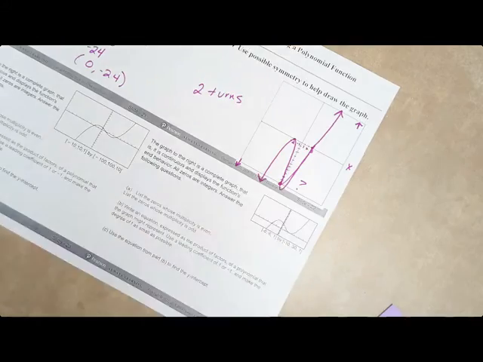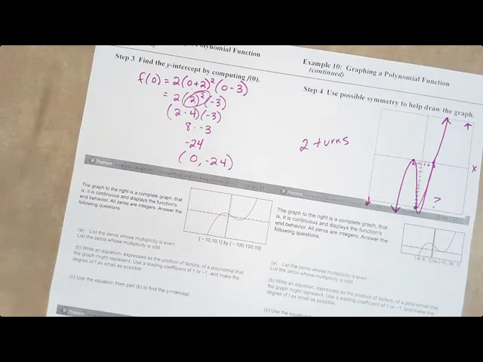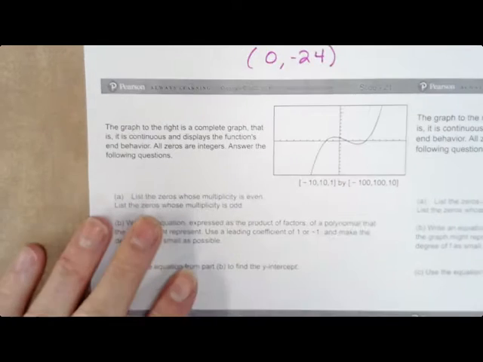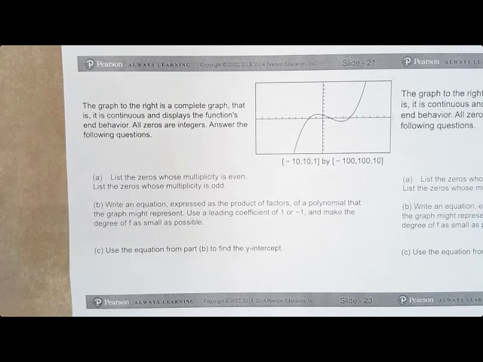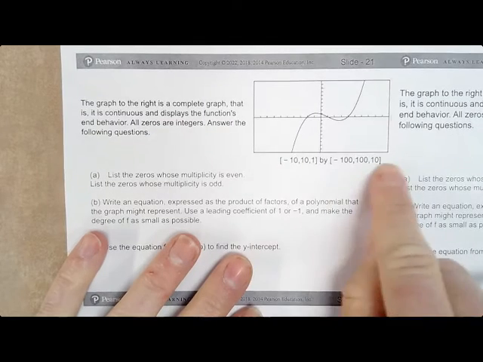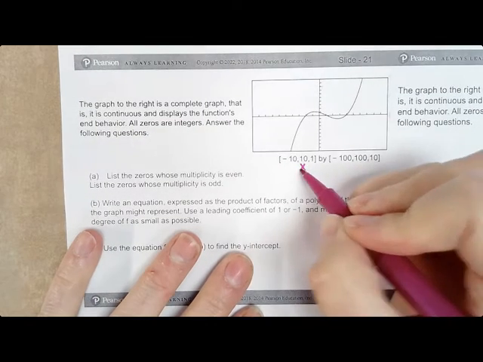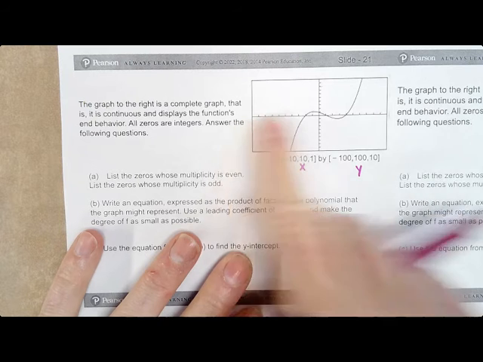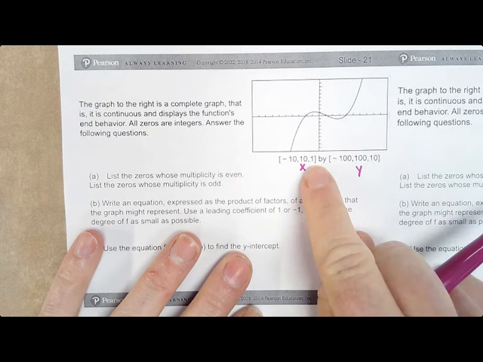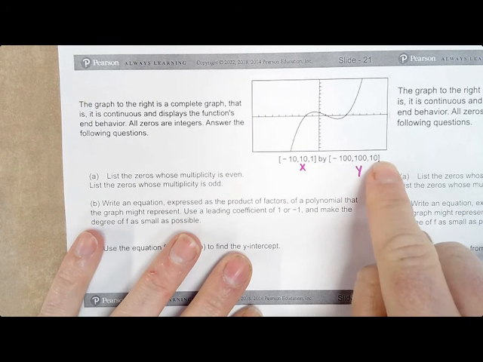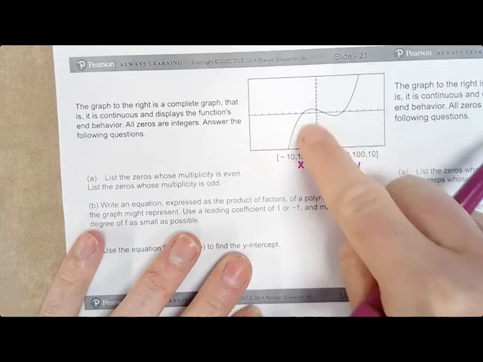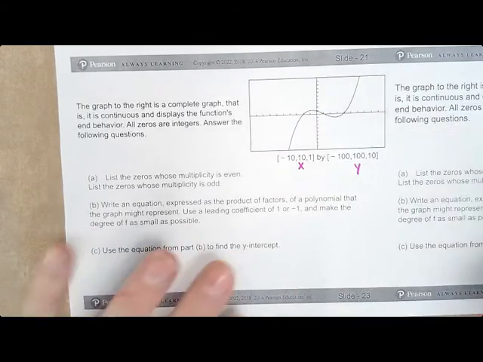Okay, we just need to finish 2 more examples. So we have the graph to the right is a complete graph that is continuous and displays the function's end behavior. All zeros are integers. Answer the following questions. So we need to look at our window. So these are the x's and these are the y's. So it goes -10 to 10 going by ones. And then our y's, -100 to 100 going by tens.